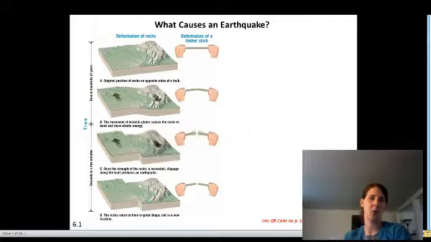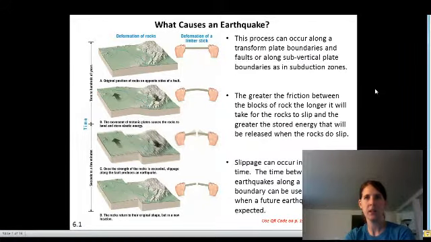Just slide past real quick to release that energy. Now that energy's gone, but it had to be dispelled somewhere. It's dispelled out into the crust. It can occur along transform plate boundaries in faults or along subvertical plate boundaries like subduction zones.